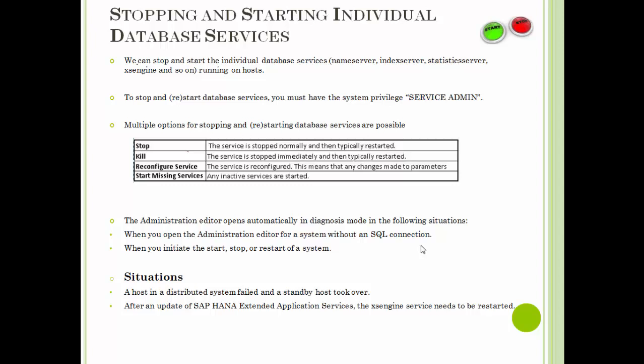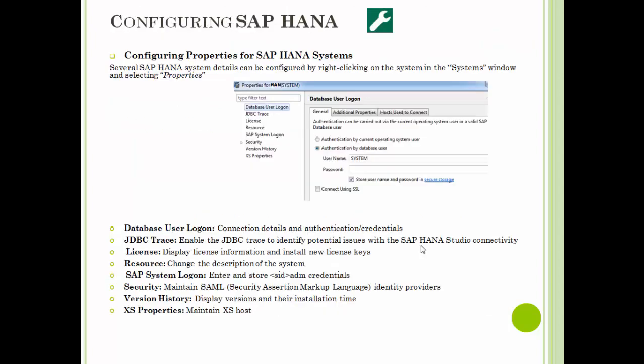Now let us move on to understand how we configure SAP HANA database. Starting with configuring properties for SAP HANA systems, when we have added a system in the systems view of HANA Studio, we will navigate to its properties, that is by right clicking on the system in the window and selecting properties. We will get these options where we can mention different settings.